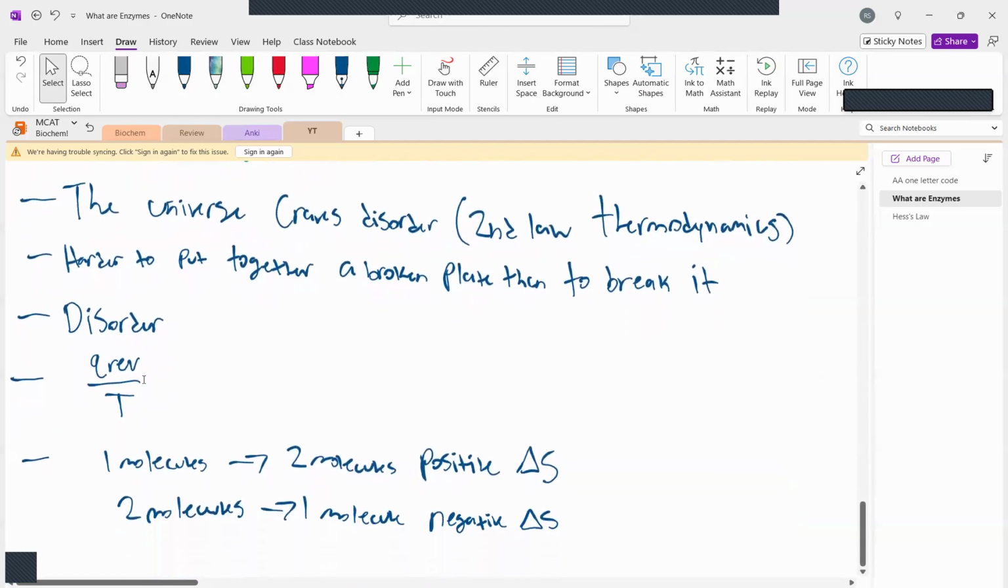Disorder. This is just the equation, like the Q reverse.